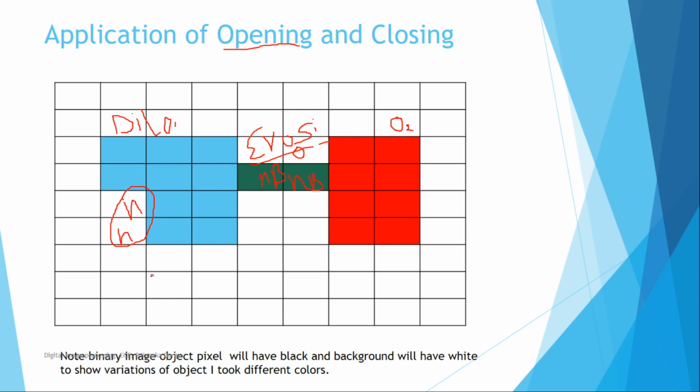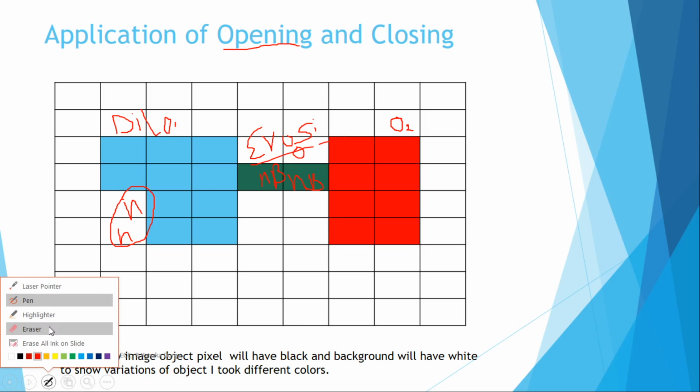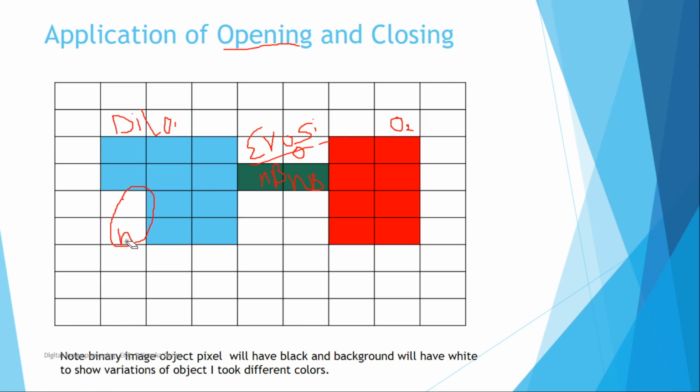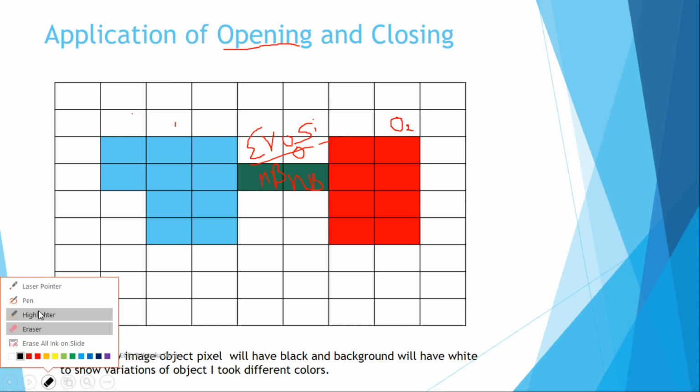Now I am considering first the closing operation, so I am going to apply the dilation operation on the image. What happens in this is that it is going to remove the noise present in the object.